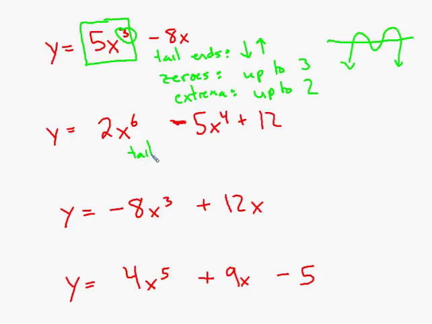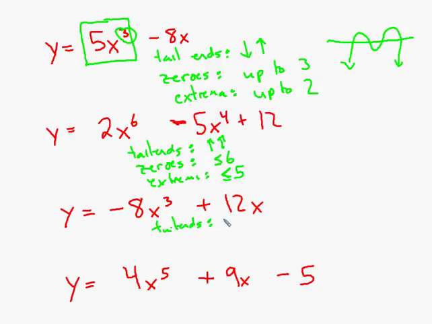The tail ends are what? They are both up, up. Okay, the zeros are what? 6. Up to 6. Yep. And the extrema? Up to 5. I'm using that to be less than or equal to. All right. How about the tail ends on the next one?